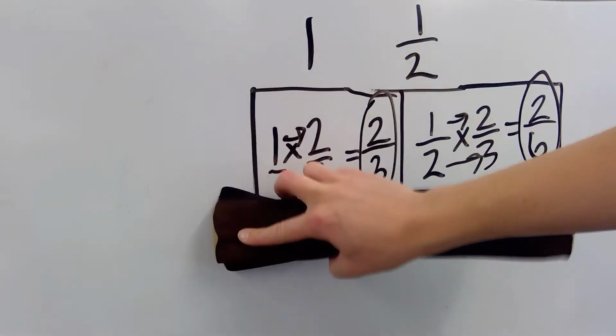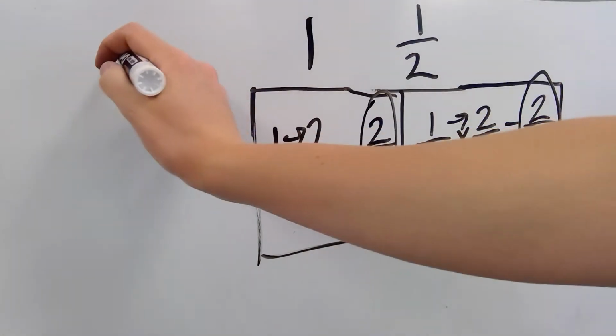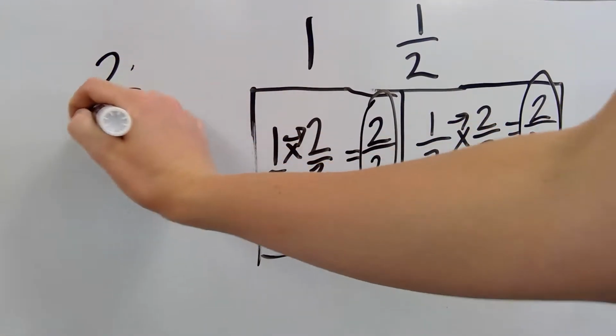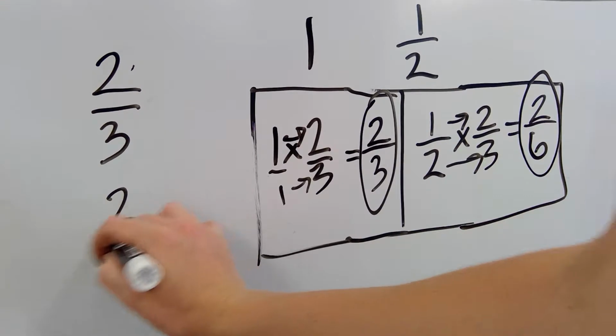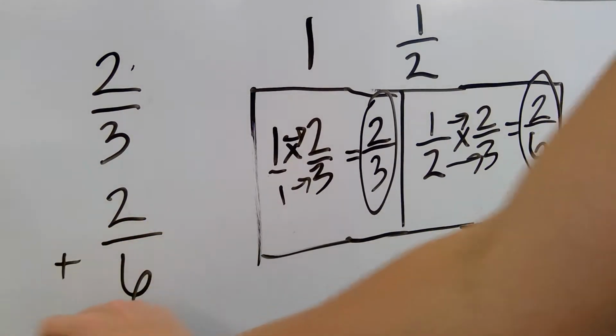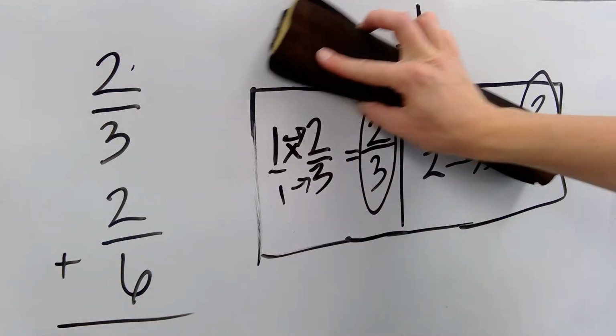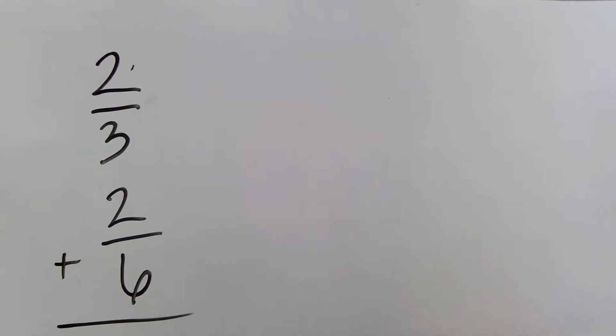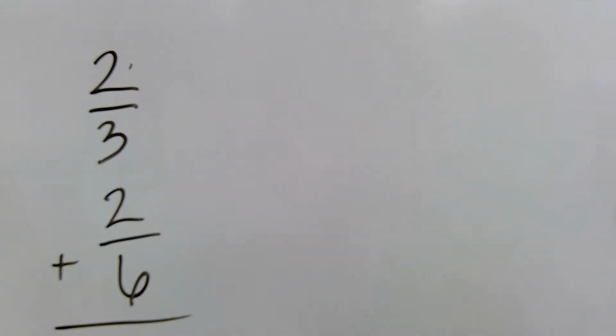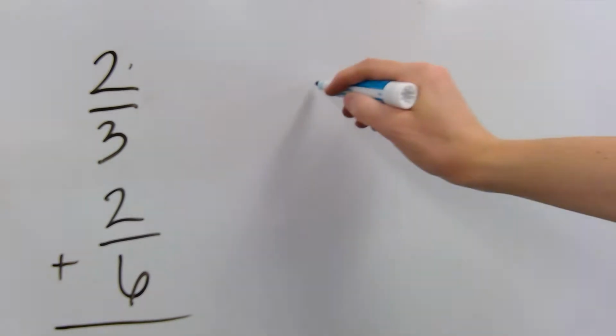So I'm going to erase some of this. I need to add 2/3 and 2/6. And if you remember how to add fractions already, that's great. If you don't remember, I'll show you. We can't just add thirds and sixths because they have different size denominators, and so the pieces are different sizes. But I can set up a ratio table.